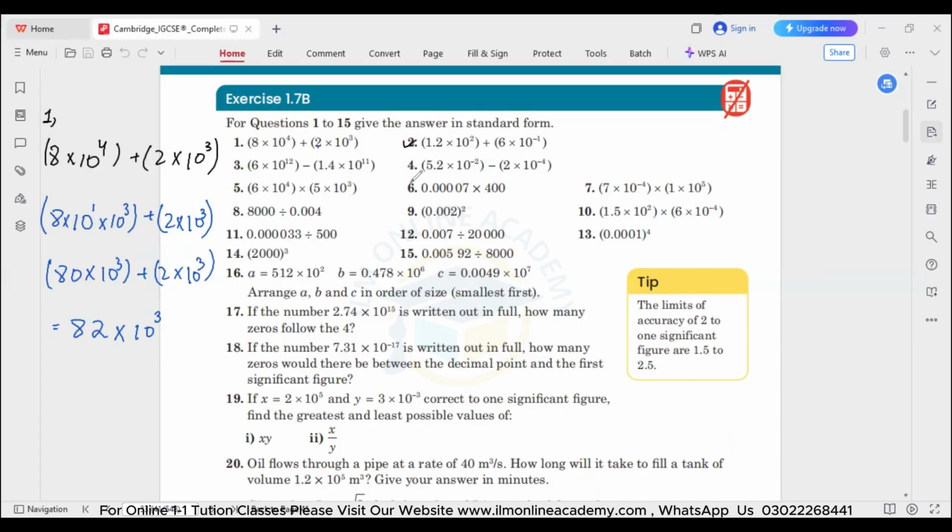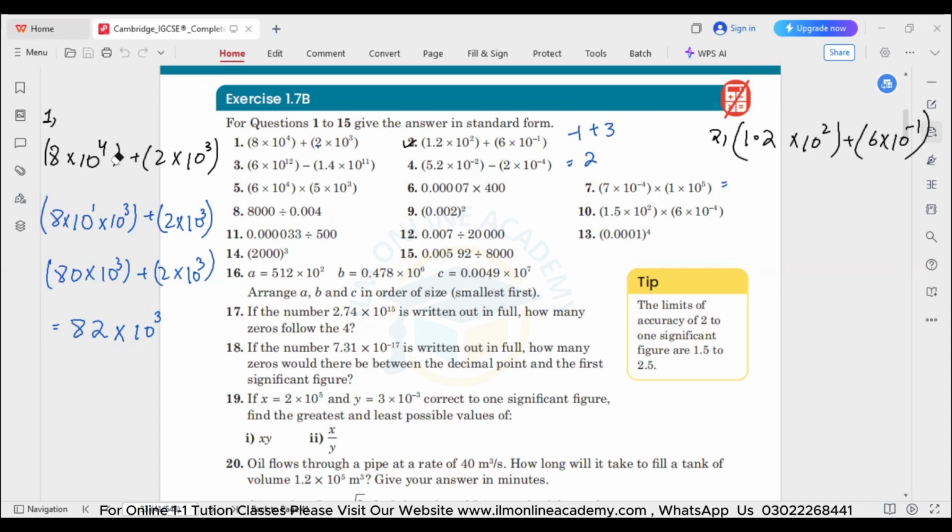Now check the second part. In this, we need to again add the numbers. So let's try this one. We have 1.2 times 10 raised to the power 2, and we need to add to this 6 times 10 raised to the power negative 1. Okay, fine. So what we need to do, we can convert either this 10 power 2 into negative 1, or we can convert this negative 1 into 10 power 2. If we have negative 1, what do I need to add to get 10 power 2? 3 we can add, so it will be 2.